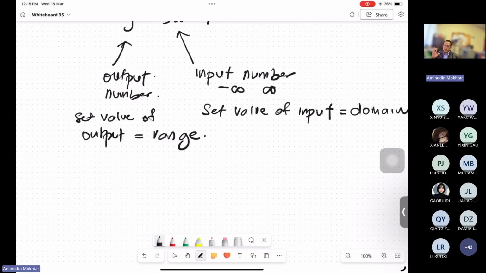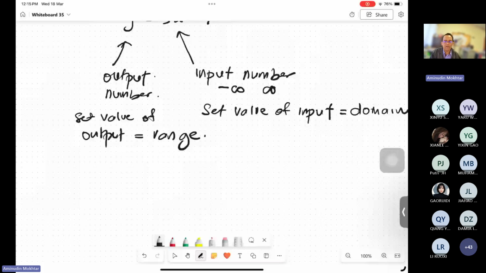Domain refers to the set of x. Domain refers to the set value of input, the set value of x, whereas the set value of output is equal to range. There is a term, a label, range and domain.